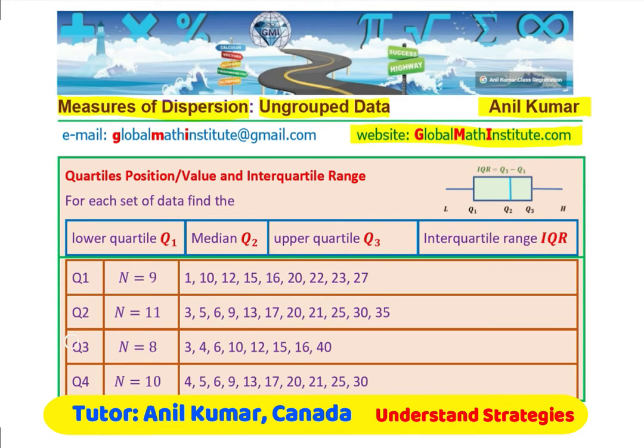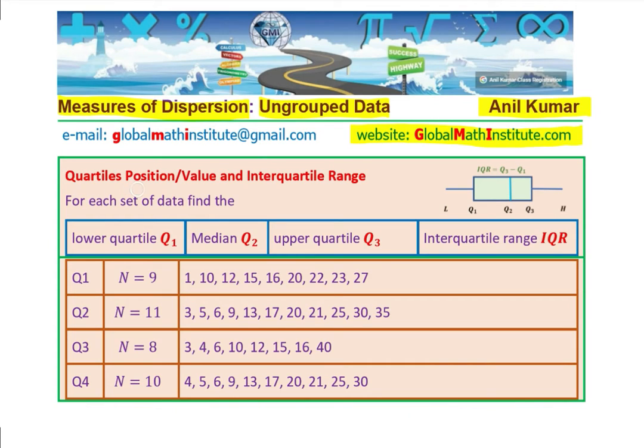As you can see, the 4 questions are for n equals 9, that means an odd number of data elements, n equals 11, another set of odd number of data elements, and then n equals 8 and 10. So then it becomes an even number of data elements. Well, the formulae used for finding quartile positions are different for odd and even. So we'll see how they are different and how we should work with them.